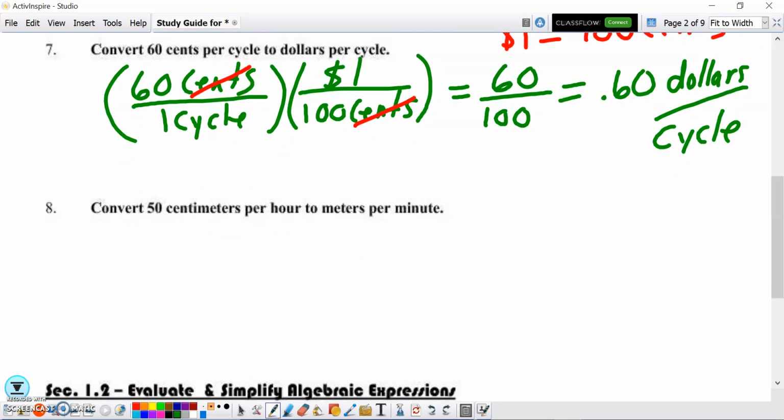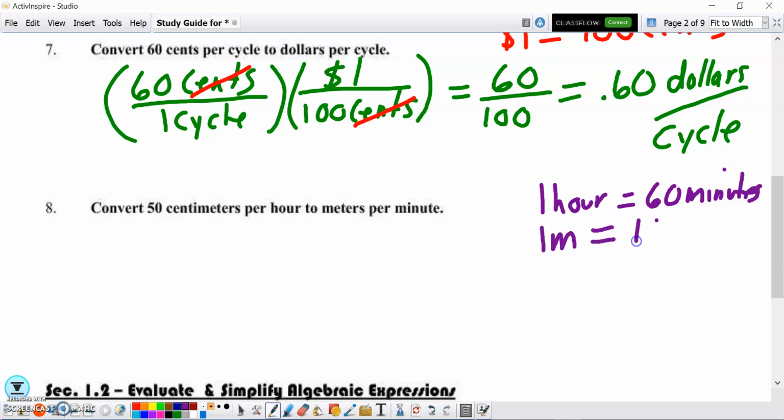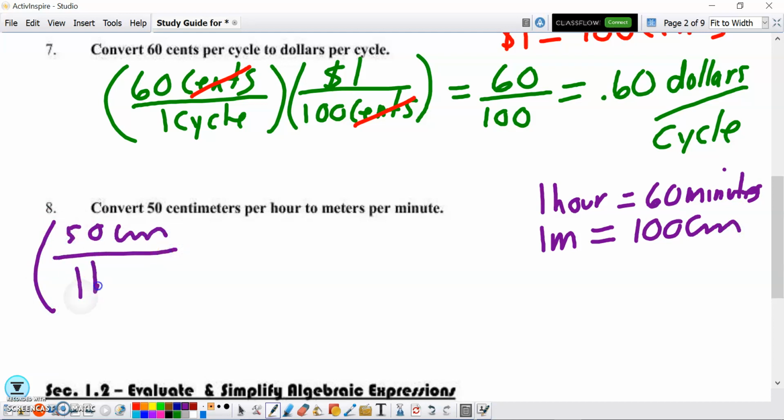All right, number 8. So what are we going to need to know for this one? We want to convert 50 centimeters per hour to meters per minute. So we need to know that 1 hour is 60 minutes. And we need to remember that 1 meter equals 100 centimeters. All right, so we've got 50 centimeters per hour, so 1 hour.